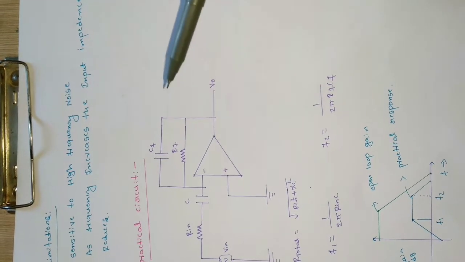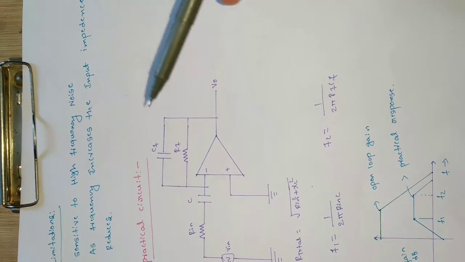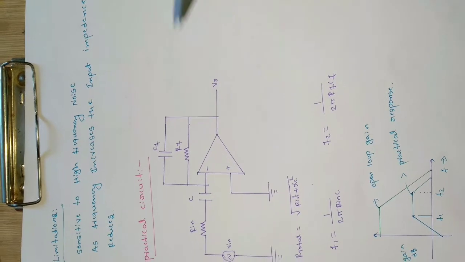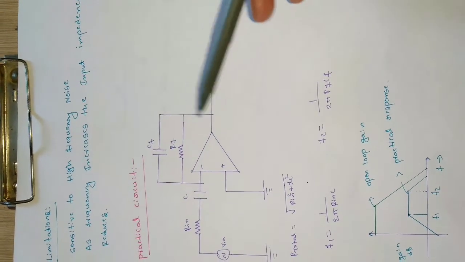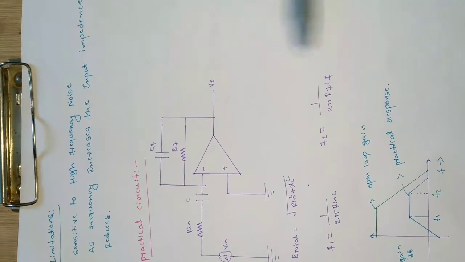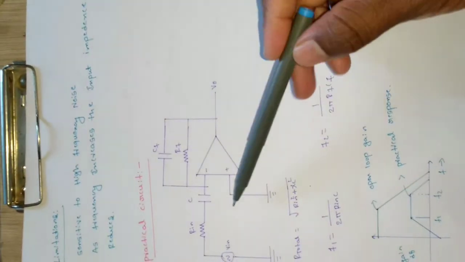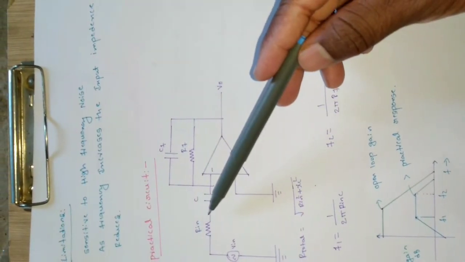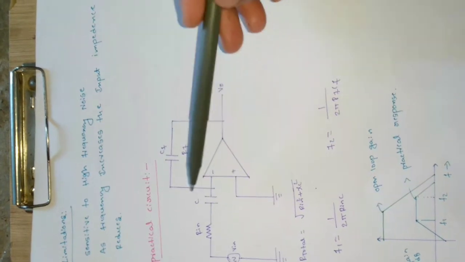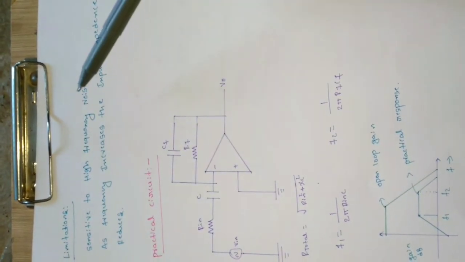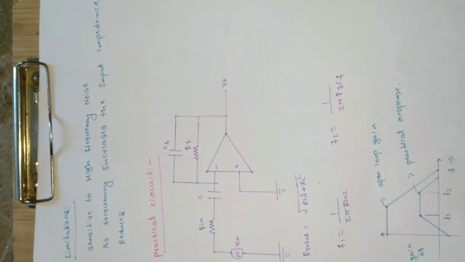So how can we overcome these two problems? This is the modified circuit which you can use to overcome this. We will connect a series resistance Rin to the capacitor to avoid the first point, that is, sensitivity to high frequency noise.